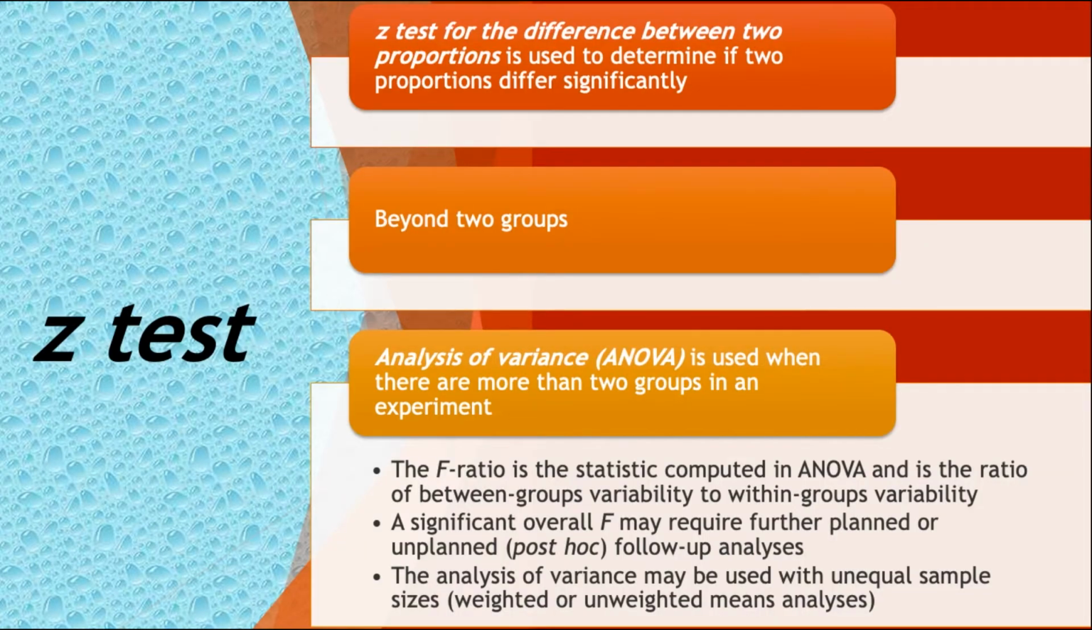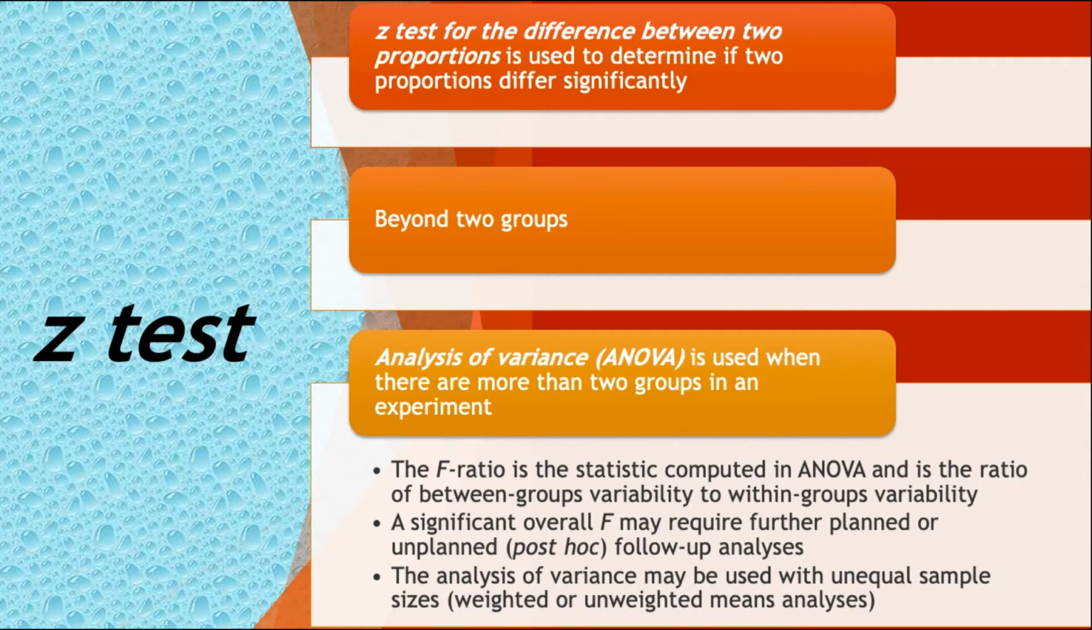So we talk about the Z-test. In some research, you may have to determine whether two proportions are significantly different or not. A relatively easy way to analyze data of this type is to use the Z-test for the difference between the two proportions. The logic behind this test is essentially the same as for the t-test. The difference between the two proportions is evaluated against an estimated error variation.